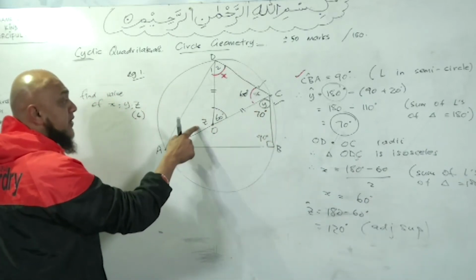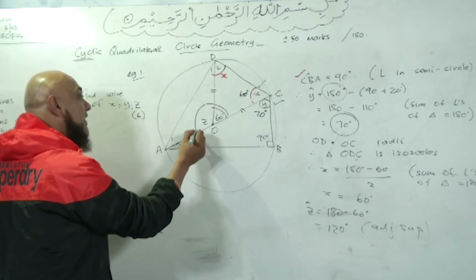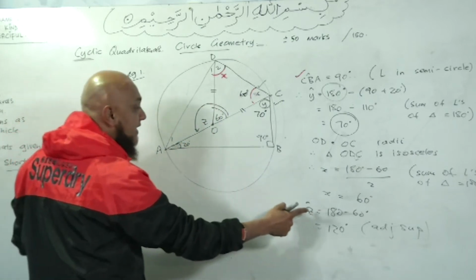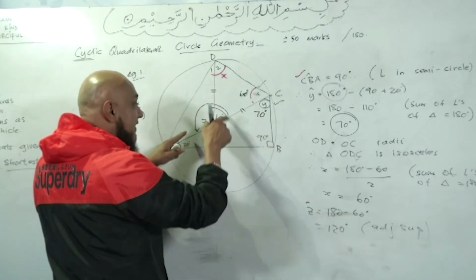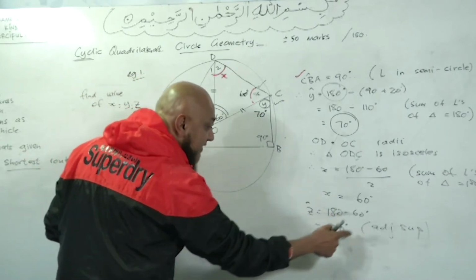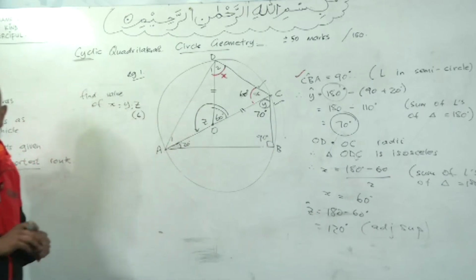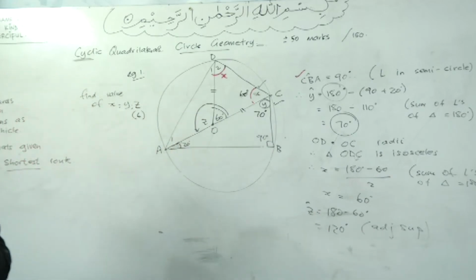We now needed to get to z. We know angles on a straight line add up to 180. So z is equal to 180 minus the 60. Adjacent supplementary angles: 180 minus 60, z is equal to 120 degrees. Right, so I hope you got that one right.